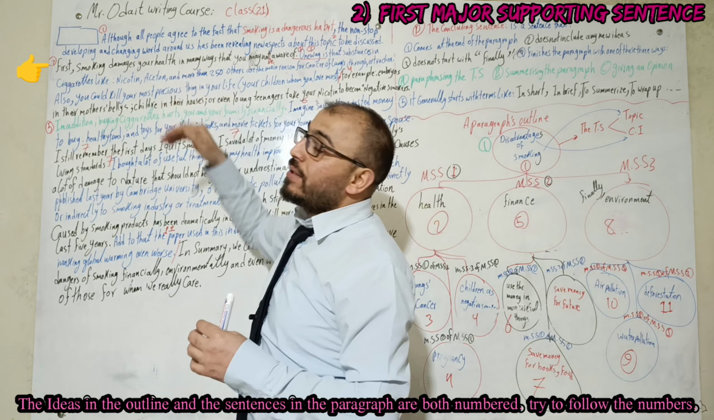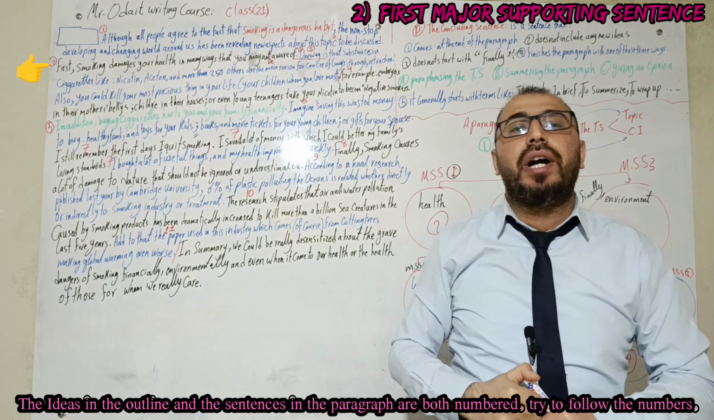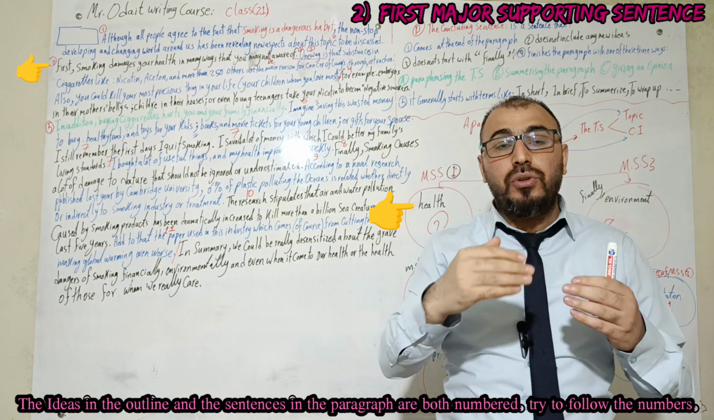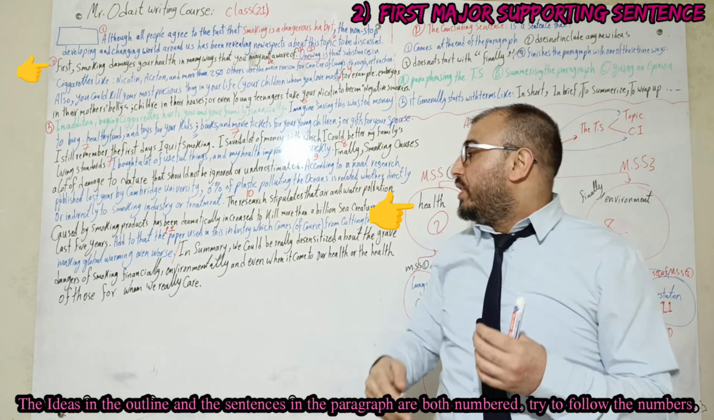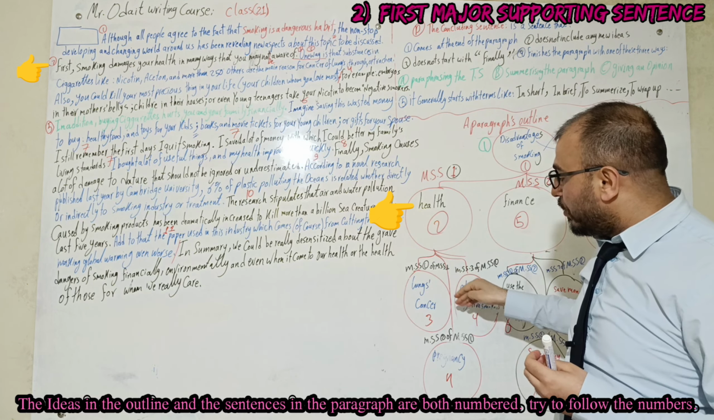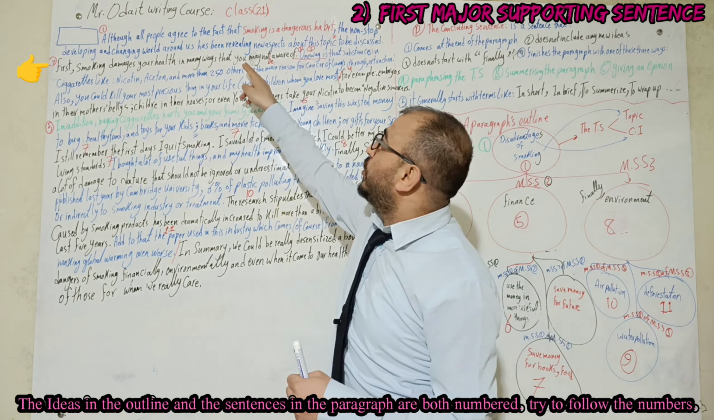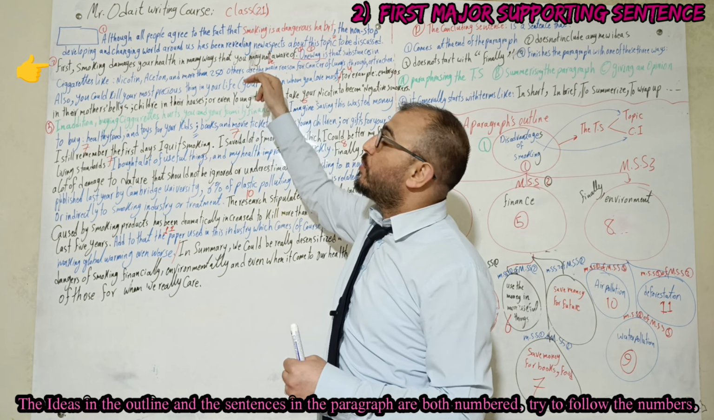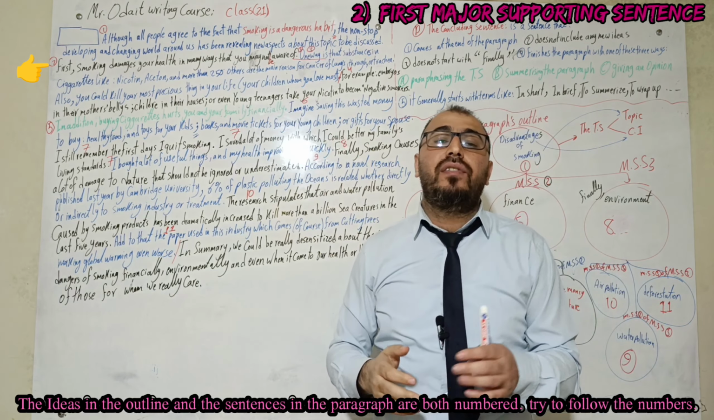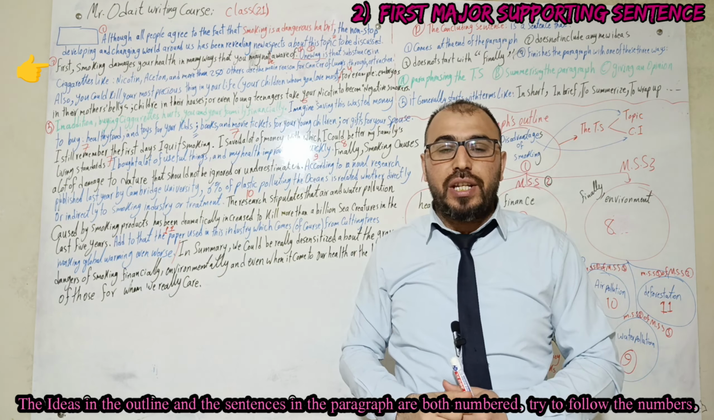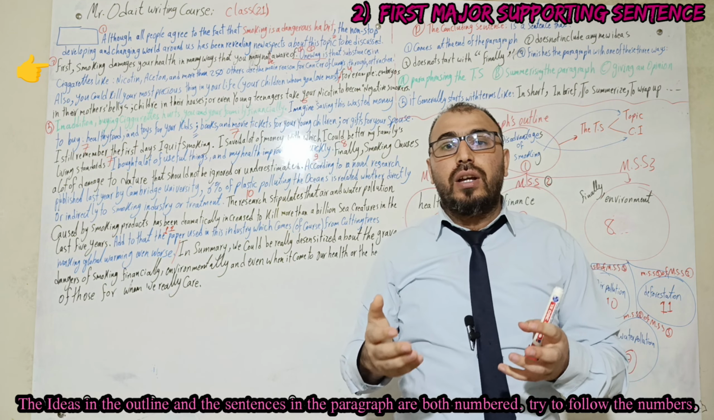I tried here, my friends, to pave the way for the reader and tell them that you are going to see that in terms of health, I will talk about more than one point in many ways. And here I said you may not be aware of. I used may, not be aware of, just to make the reader skeptical or intrigued about what I'm going to write.